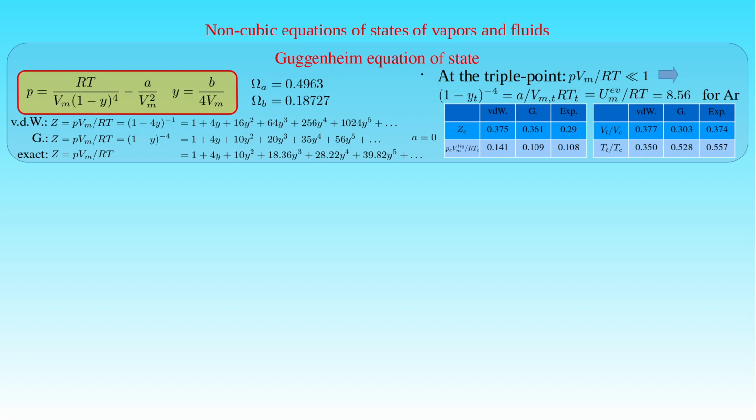By considering the ratio of the volume V in the liquid phase to the critical volume Vc of argon, we see that the van der Waals equation performs better than its modified version. For the experimental value 0.374, the van der Waals equation predicts 0.377, whereas the Guggenheim equation gives only 0.303.